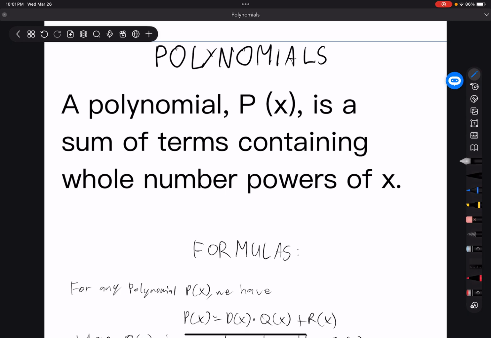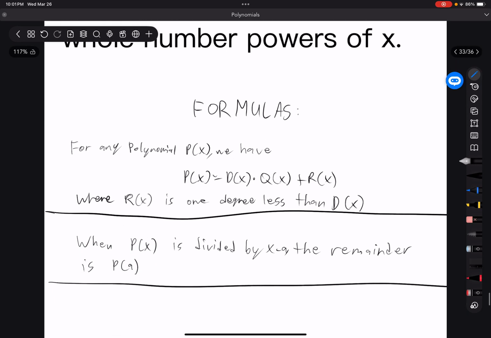So, there are two main formulas we should know. For any polynomial p of x, we have that p of x is always equal to d of x times q of x plus r of x. What does this mean? It means that the polynomial p of x is equal to the divisor times q, the quotient, and then r of x is the remainder.